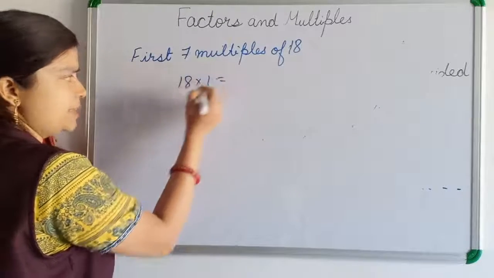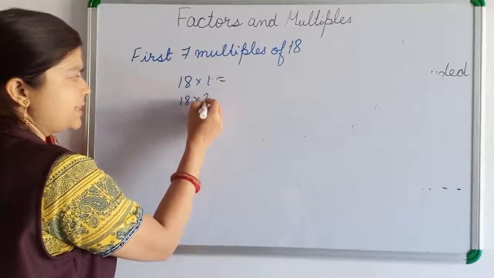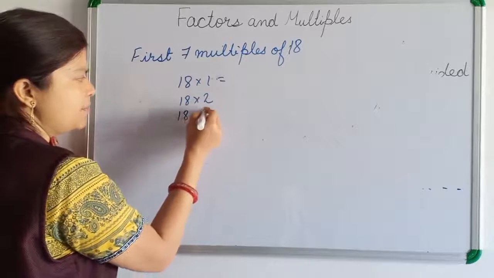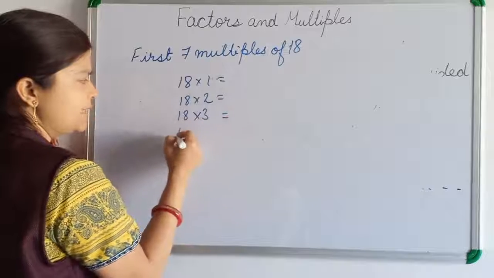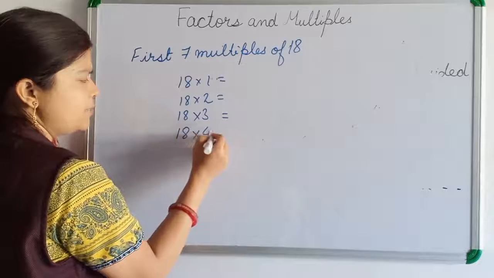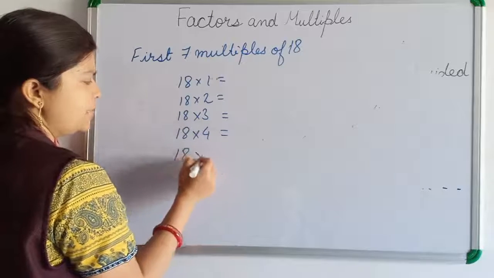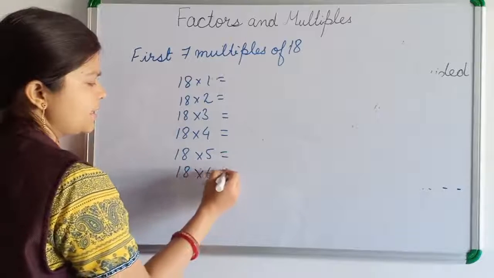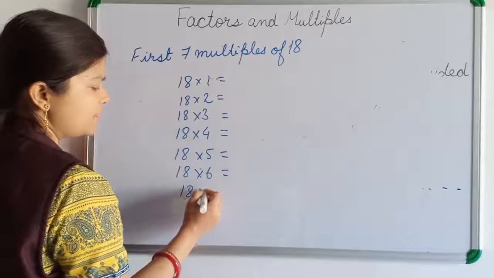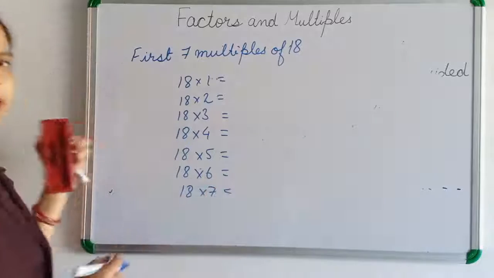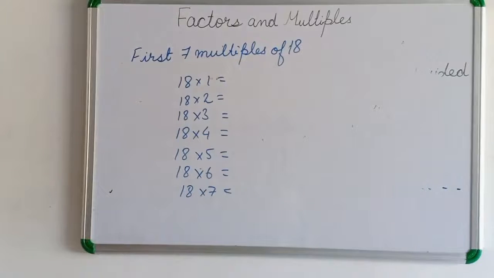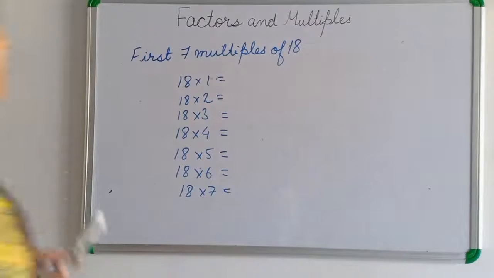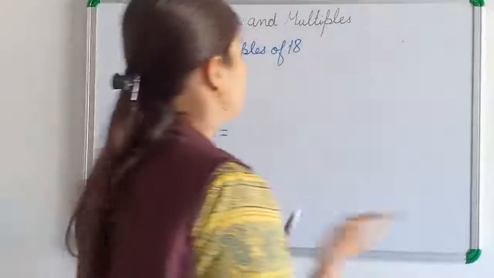18 1, first multiple. 18 2, second multiple. 18 3, third multiple. You do the multiplication, okay? 18 4, then 18 5, then 18 6, and then 18 7. Like that we can find the first 7 multiples of 18. So by multiplying you can get the first 5 multiples.